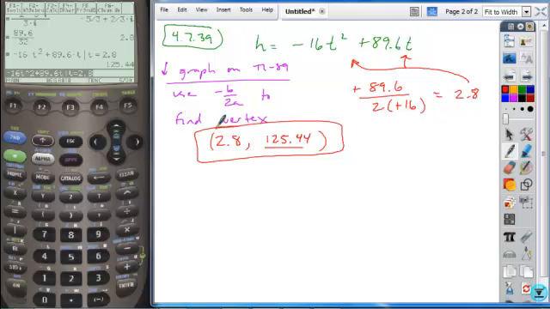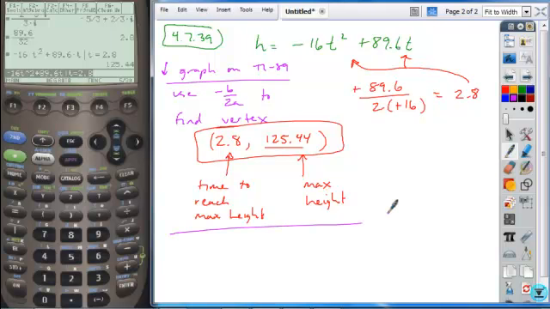If it's asking you what does the information mean, this means the amount of time it takes to reach that maximum height. Okay, and this tells you what that maximum height is. Right, so that's the method I would probably choose.